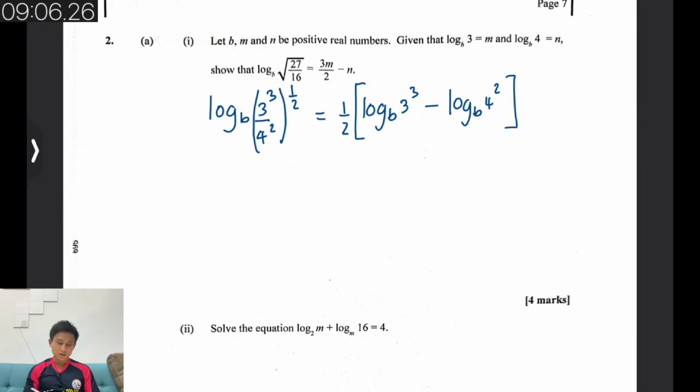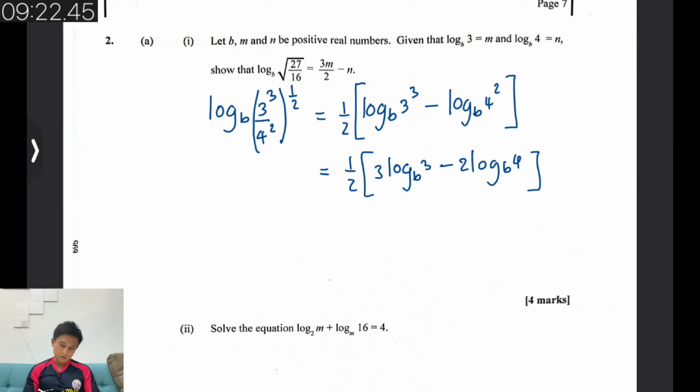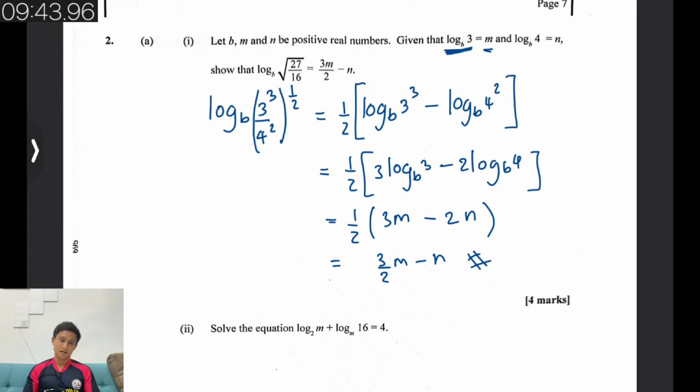Now you see I have log base b of 3 and log base b of 4. So let's split them there, and put the number in front like that. So we're going to have these terms, and as we can see, we can substitute m into this and n into this, right? So that's going to be 1/2 (3m - 2n). If we simplify that, we're going to get (3/2)m - n as required. That's it.